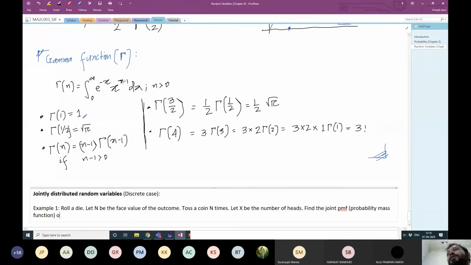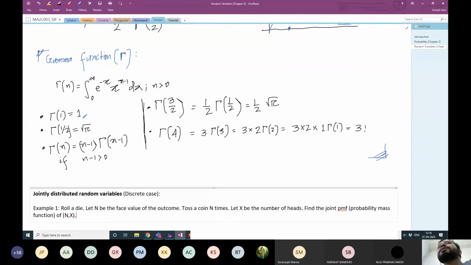I have not defined what a joint probability mass function is. I will define it through this example. But the scenario is this: you roll a dice. Suppose the outcome is, let's say, 4, and then you toss a coin 4 times, and then you count the number of heads. Okay.